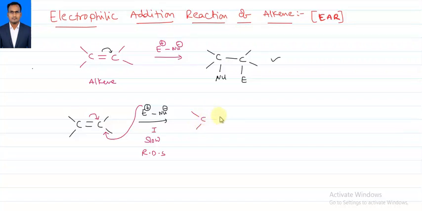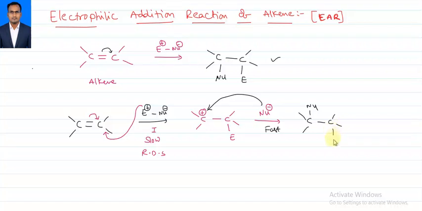Now it is C double bond C. Here it is forming the positive charge, C, C. Here it is the electrophile. Now to this carbocation, the remaining nucleophile will come and attack at this carbocation. It is the first step. So now the nucleophile is attacking on this. This carbocation formation is the intermediate step. In this intermediate step, the carbocation is formed.